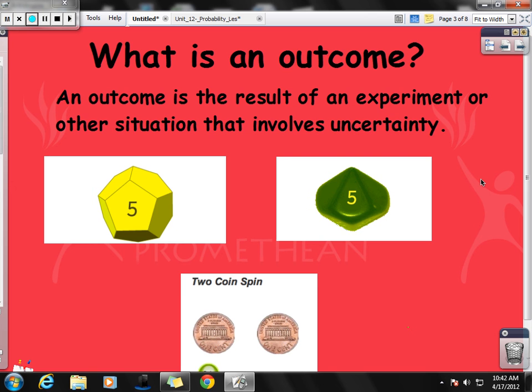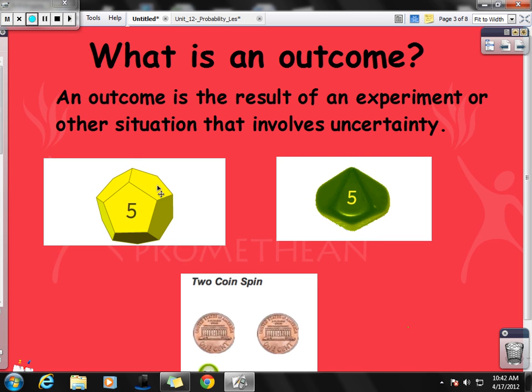Basically, to understand probability, you need to understand what an outcome is. An outcome is simply the result of an experiment or a situation that involves uncertainty. So what we do to determine our outcomes is I want to spin this die. And when I spin that die, I get a number 5.